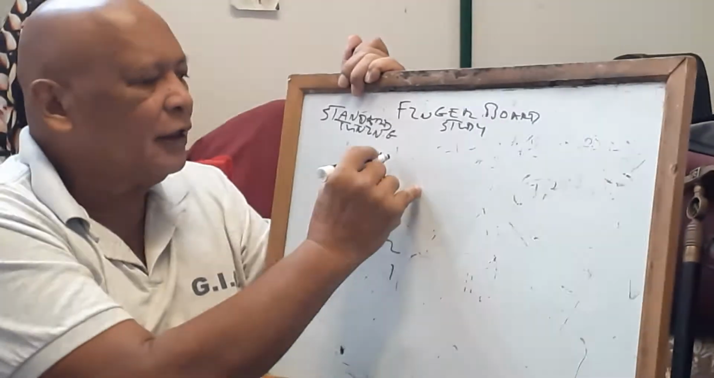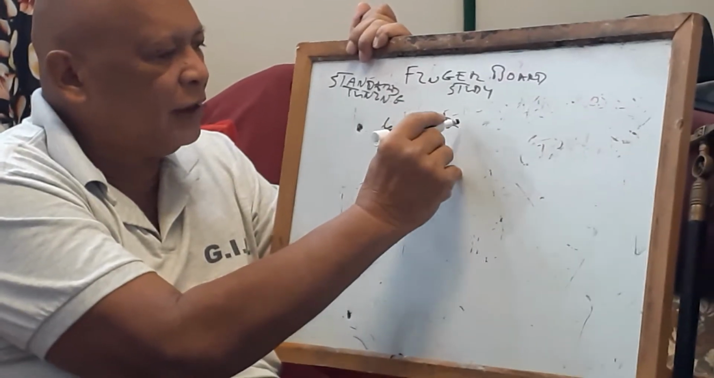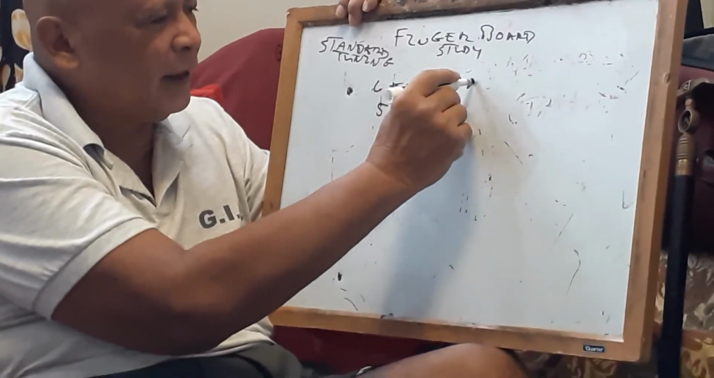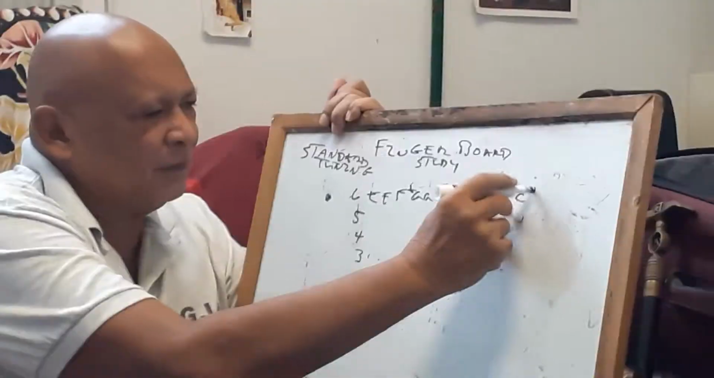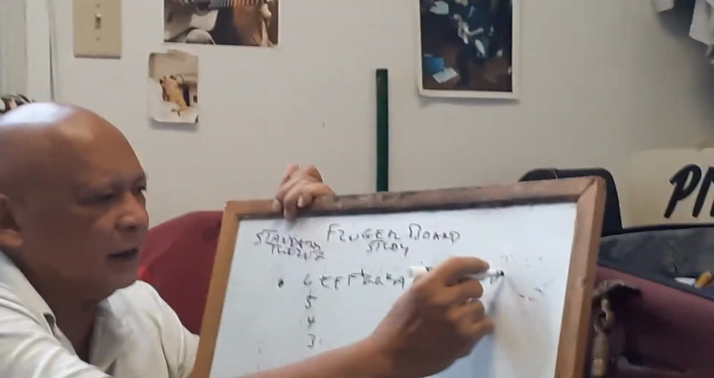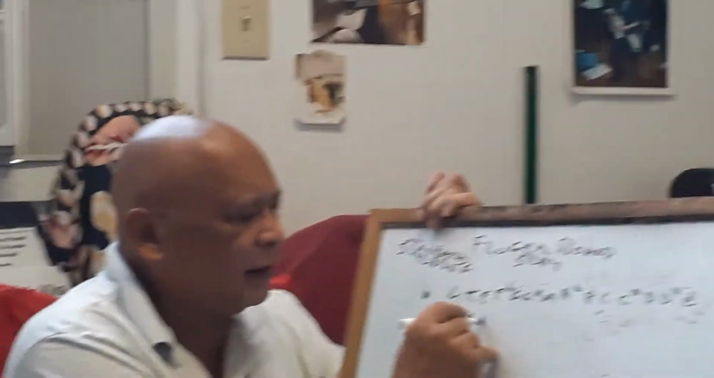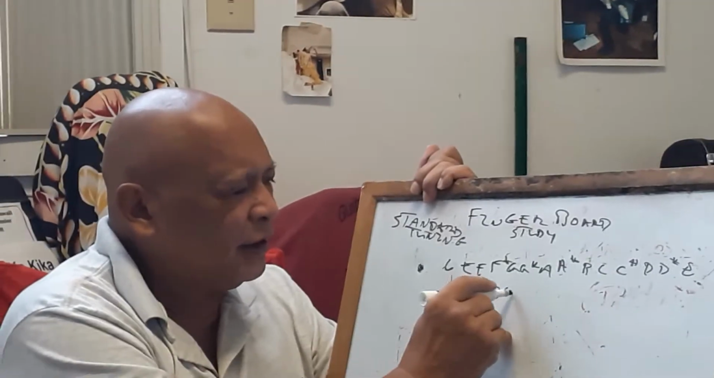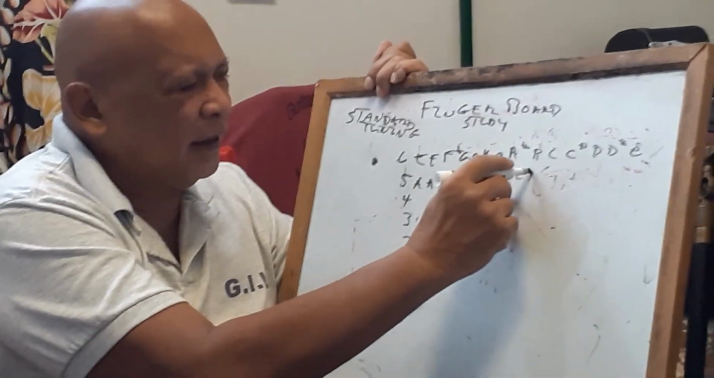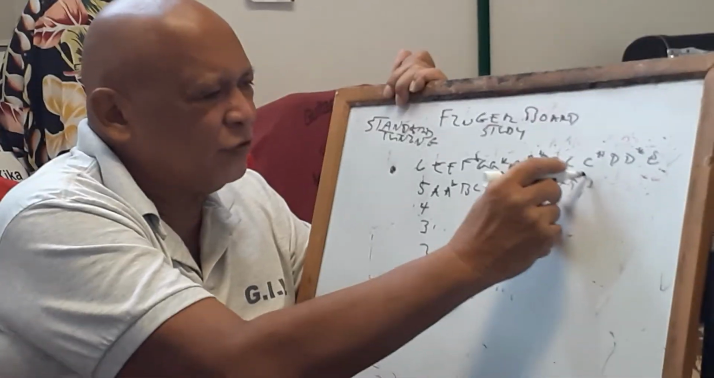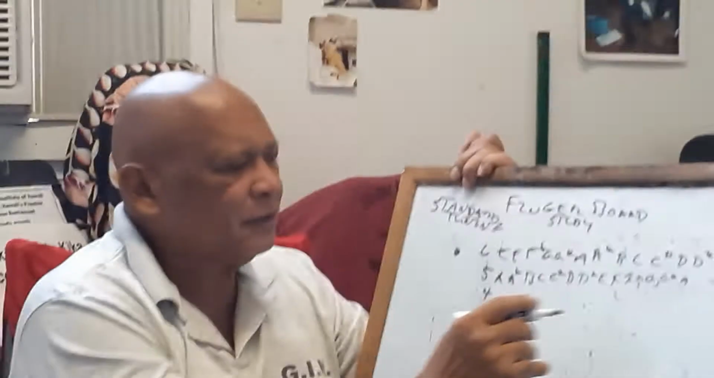So the 6th string is E, F, F sharp, G, G sharp, A, A sharp, B, C, C sharp, D, and D sharp, E. The 5th string you start with A, A sharp, B, C, C sharp, D, D sharp, E, F, F sharp, G, G sharp, A, and it starts on the A.